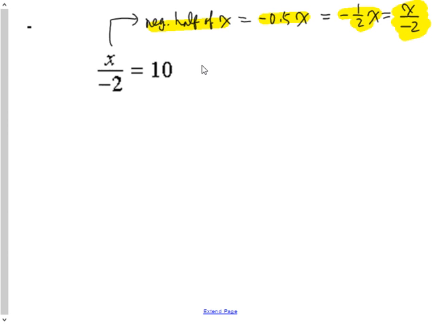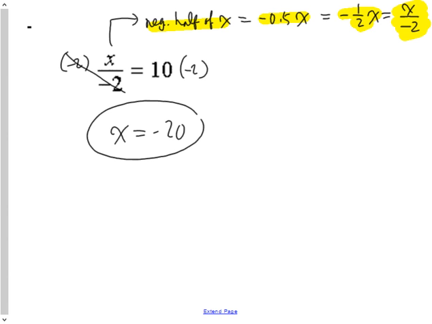But if we think about that as also being x divided by negative 2, the opposite to dividing by negative 2 is to multiply by negative 2. Those are opposite operations. And x would equal a negative 20.